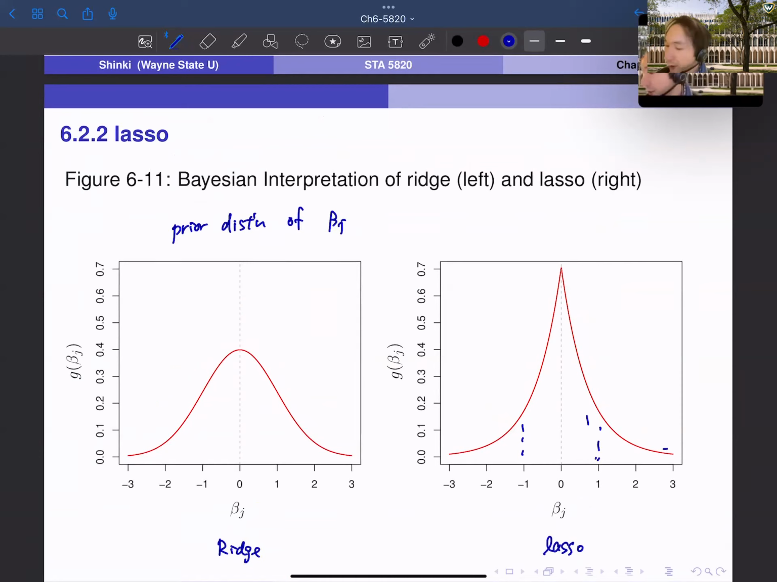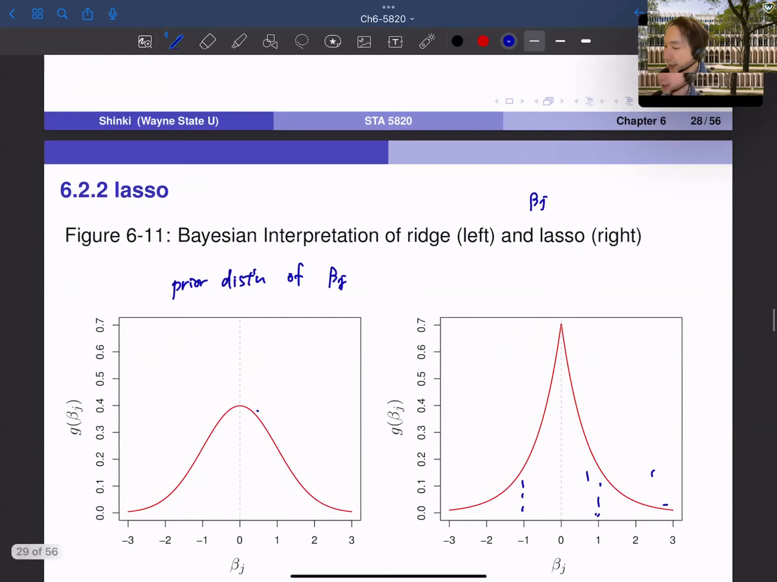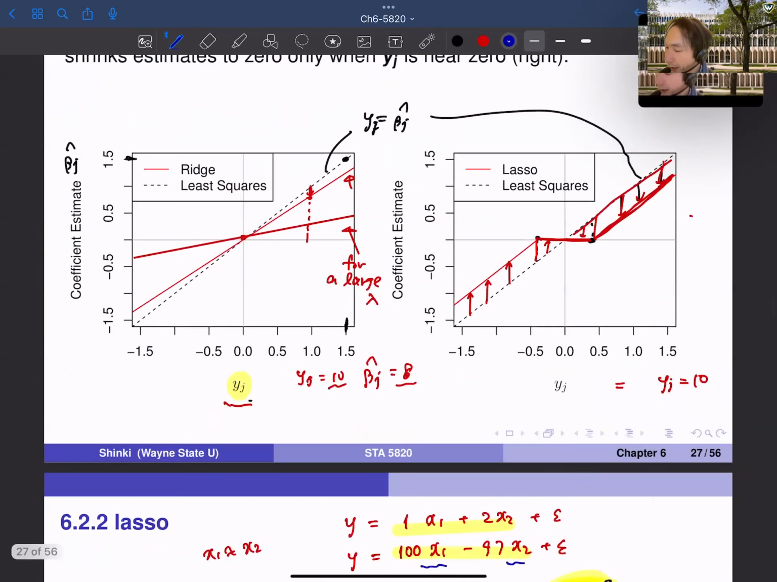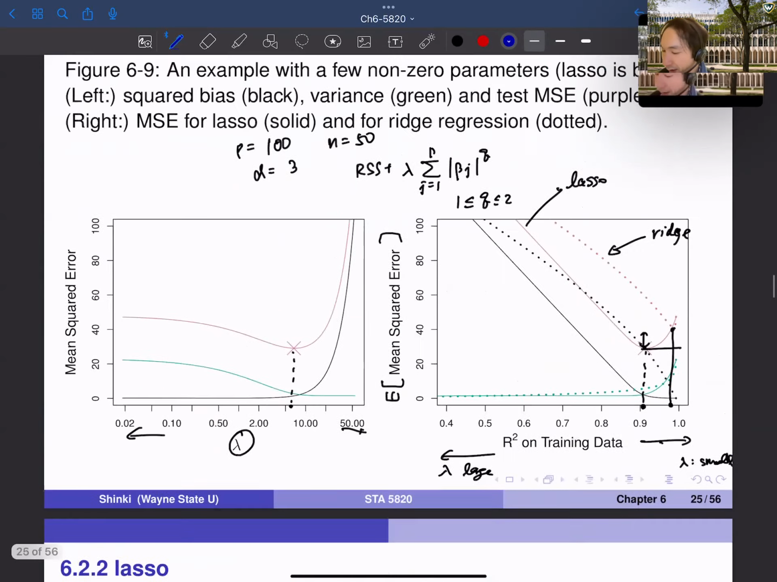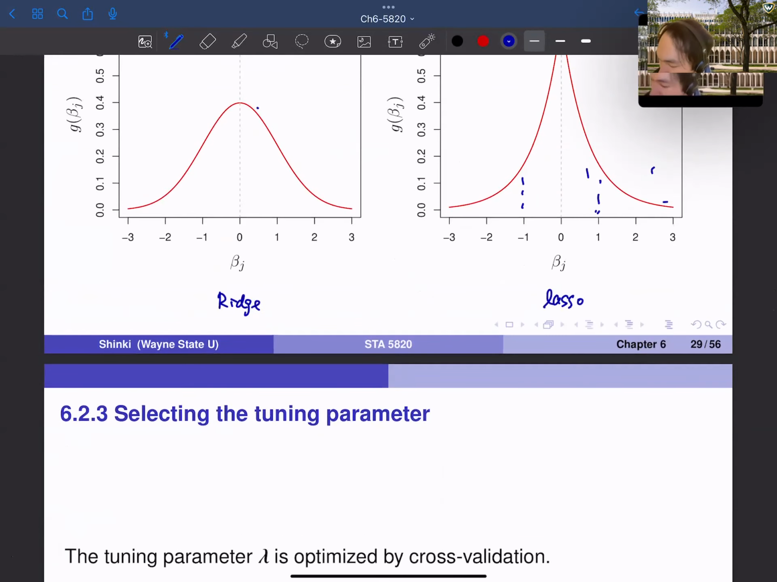In the traditional regression model, of course, beta j is deterministic, so we don't consider the distribution of beta j. But in Bayesian statistics, all parameters also have a prior distribution. So the prior distribution of beta j follows this distribution, or this distribution. In this sense, for ridge regression, our loss function is RSS plus lambda times the summation of beta j squared. This is entirely the negative log likelihood function we can interpret.